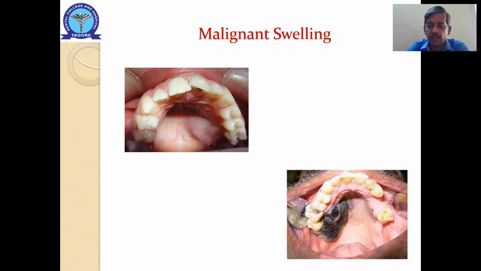When you are seeing the patient, these are the following types of swelling. You have to take a proper history and do a clinical examination. Then you have to come to a diagnosis of the correct swelling and tell the treatment plan accordingly.